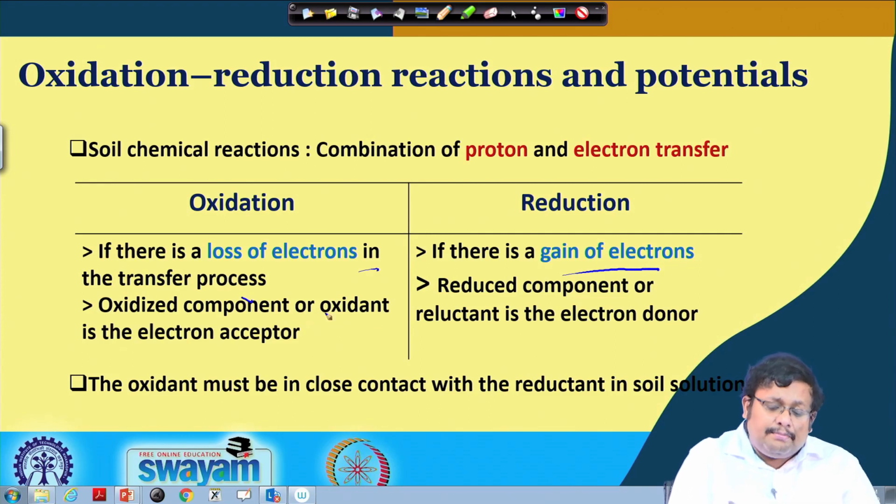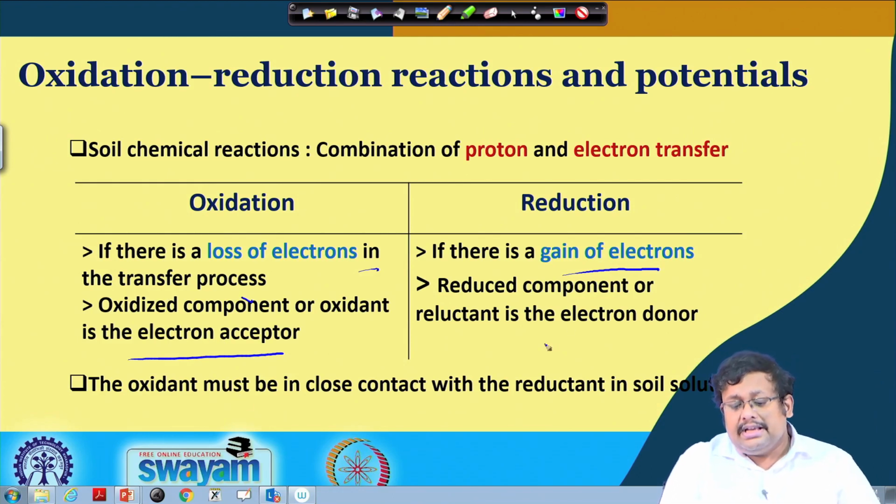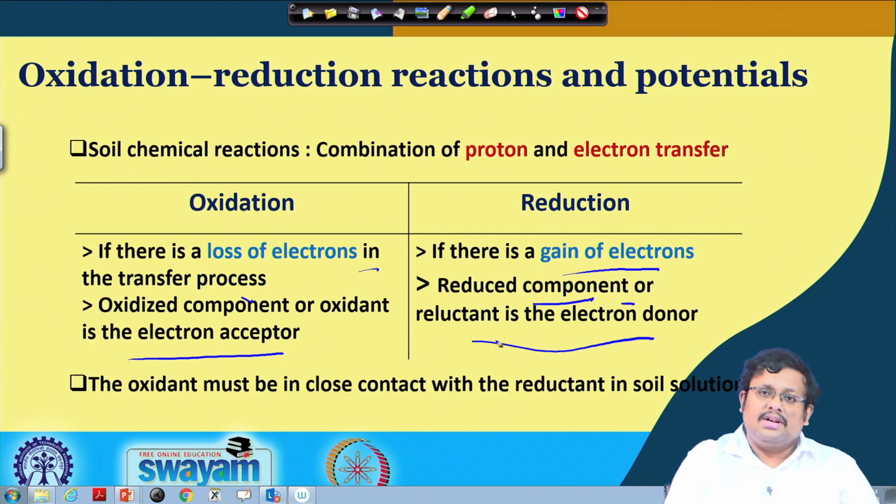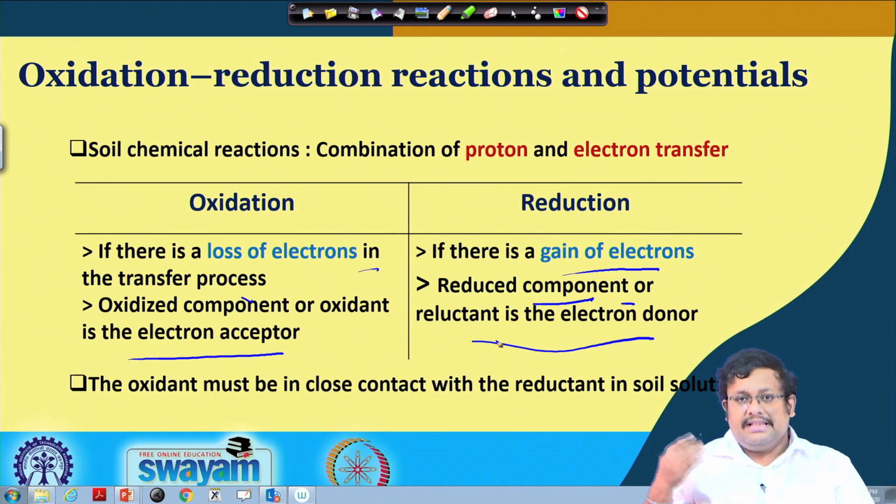Now, the oxidized component or oxidant is the electron acceptor in case of oxidation, and in case of reduction the reduced component or reductant is the electron donor. So, in case of oxidation there is a loss of electrons, in case of reduction there is a gain of electrons. In case of oxidation the oxidant is the electron acceptor, whereas in case of reduction the reductant is the electron donor.